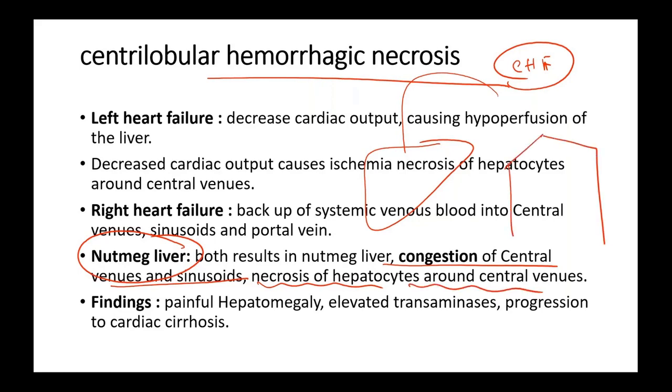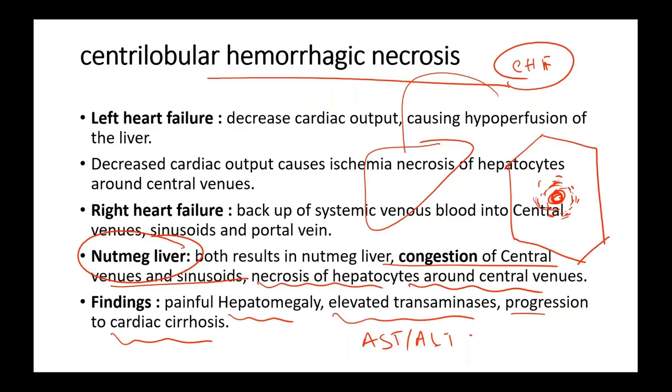So this is hepatic lobule, there is a central vein, and then the hepatocytes which are present around the central vein will be damaged because this area is already prone to ischemia. This is called nutmeg liver. So clinically these patients will have painful hepatomegaly, and AST, ALT will be elevated. Sometimes it is also called cardiac cirrhosis because it is happening because of the heart failure.